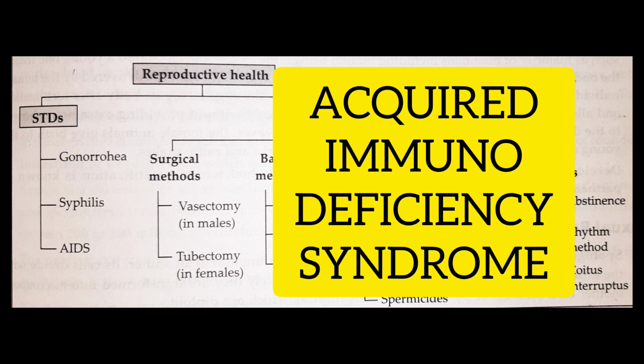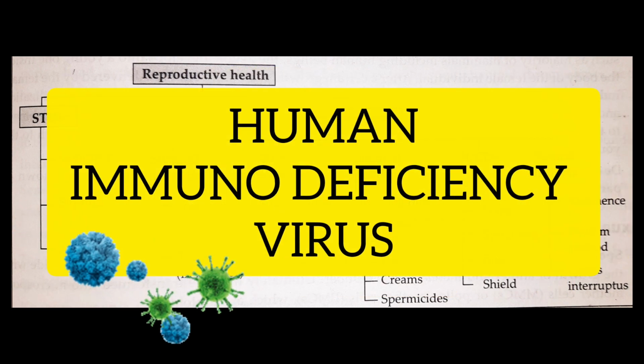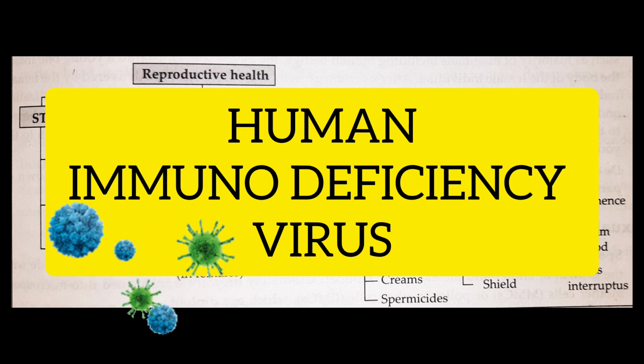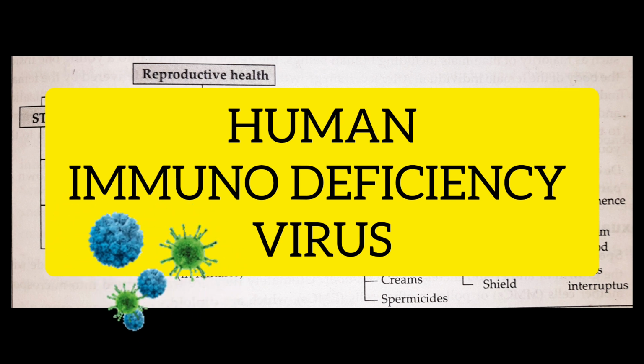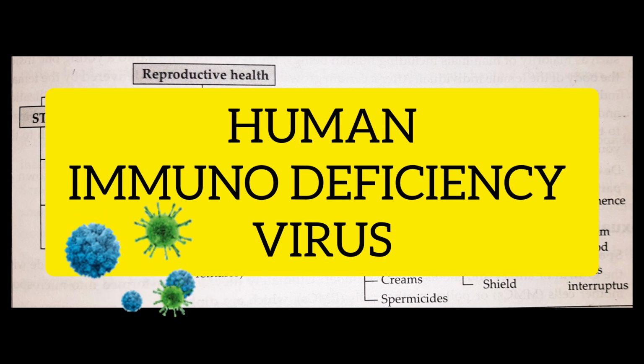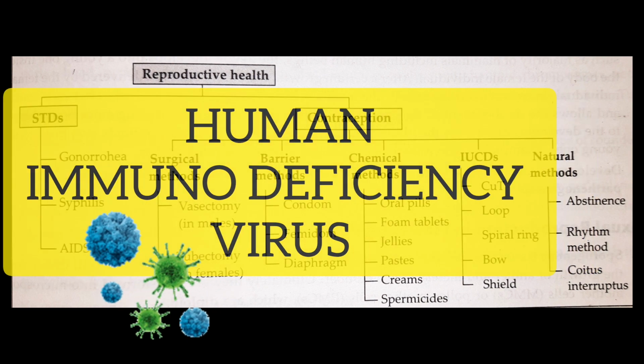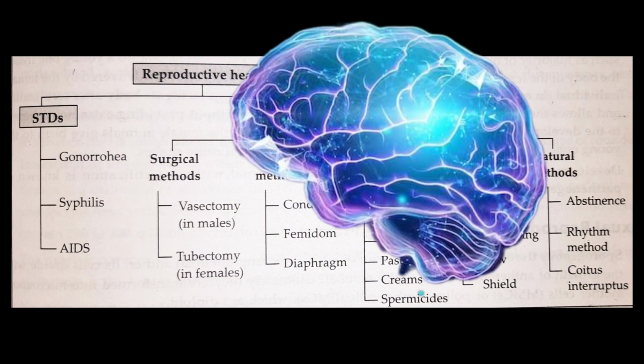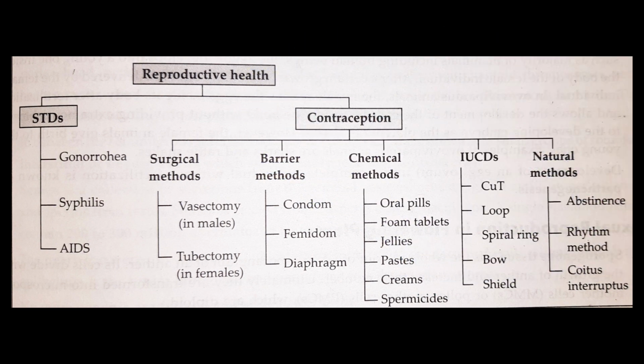AIDS, acquired immunodeficiency syndrome. The disease AIDS is caused by a virus called HIV, that is human immunodeficiency virus. It is a fast spreading incurable disease which weakens the body's immune system. The main symptoms of the disease are damage to the brain, unexplained fever, unexplained loss of appetite, unexplained loss of weight over a short time, chronic diarrhea, cough, night sweats, shortness of breath, and severe weakness.